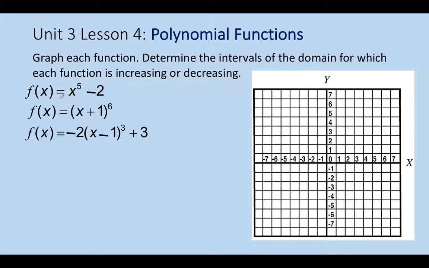So here we have x to the 5th minus 2. Well, we can use all of our shifting knowledge to help us with this. It means I know my key point, the turning point, essentially, is going to be right here at -2. And then I have x to the 5th. Well, 1 to the 5th is 1. And so I go over 1, up 1. -1 to the 5th would be -1.